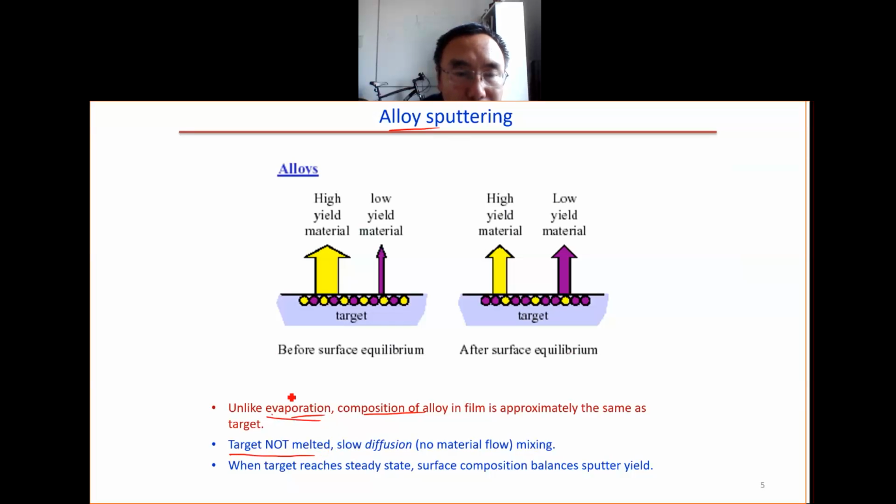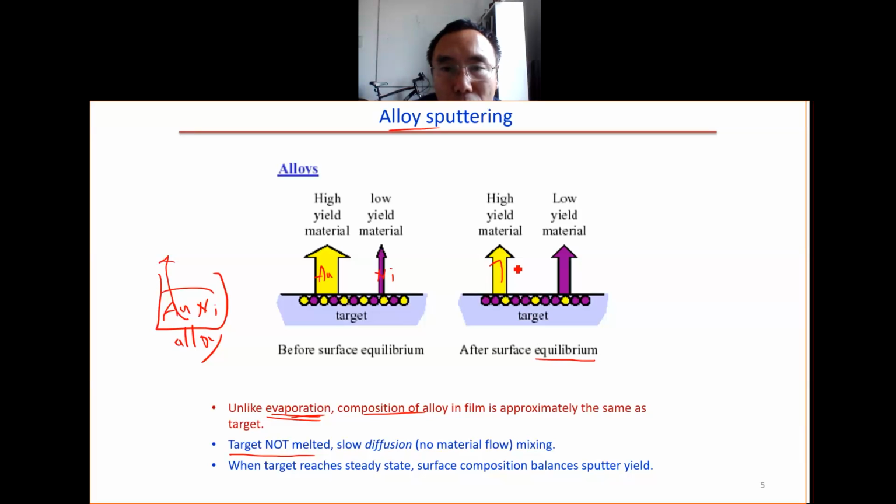But for the evaporation, like gold, we talk about the gold nickel alloy. For evaporation, the material is melted. So when they are melted, the gold from below can come to the surface and gets deposited. But for the sputter deposition, at the very, very beginning, maybe you have more gold coming out than nickel. But at equilibrium, the gold and the nickel come out at the same rate because the target is not melted.